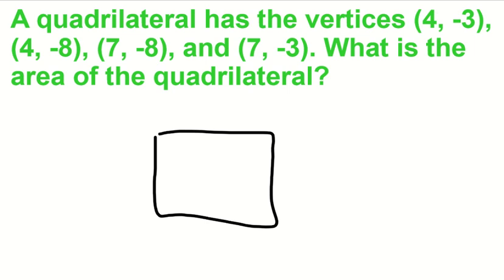I think I got it. Dulce? 15 is correct. So our first side, if we go for our length, is going to be point 1 to point 2. My x's are the same. They're both 4s, right? So we're going from -3 to -8. How far is it from -3 to -8? 5.